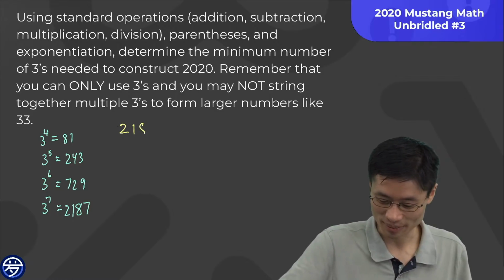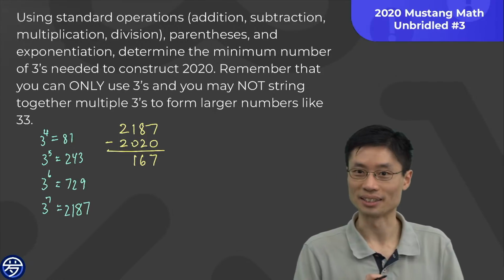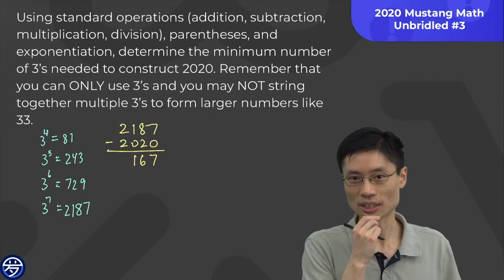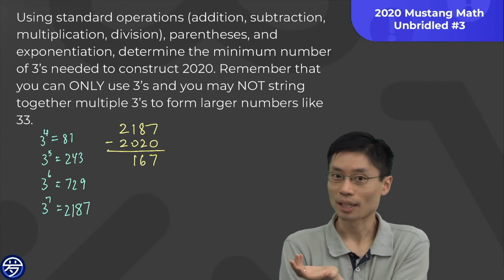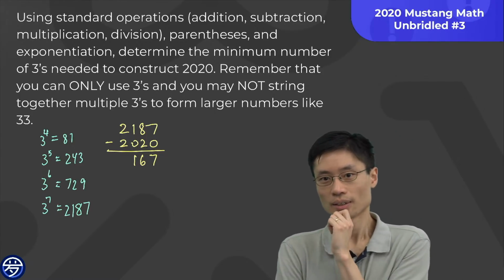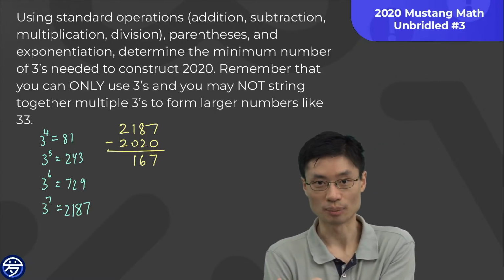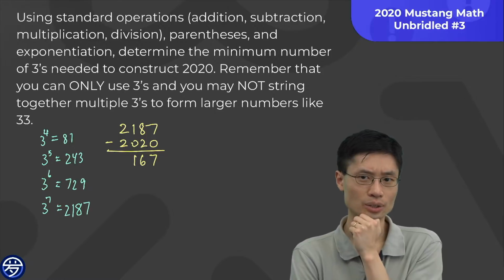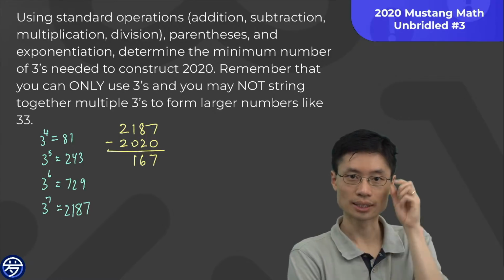So 2187 minus the 2020, when you subtract, you get 167. But that's not pleasant. So I need to do 3 to the power 7 minus 167. So this also doesn't look so good. How would I get 167 by using just 3s? I'm thinking 169 is something squared, but that's not going to be very useful because I want to get things with 3s inside them. If I get a 2 somehow, that doesn't seem very good either. So 167 doesn't look very good.